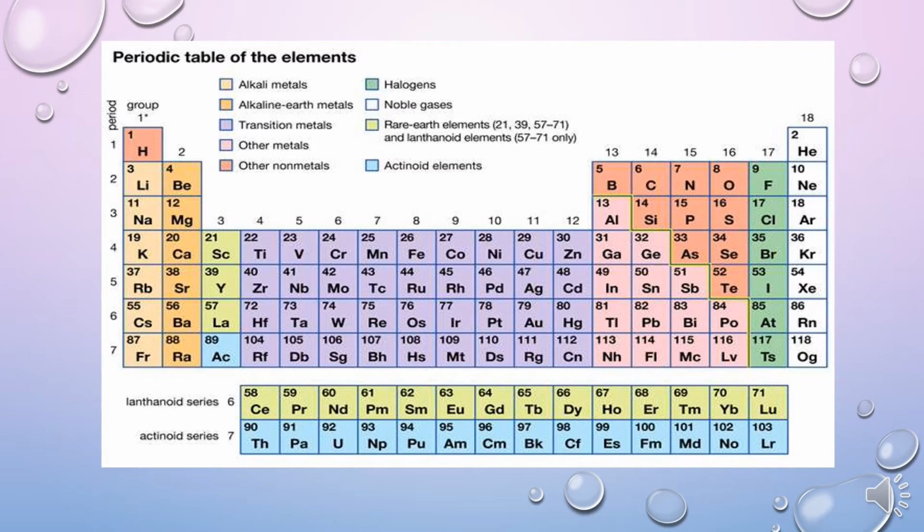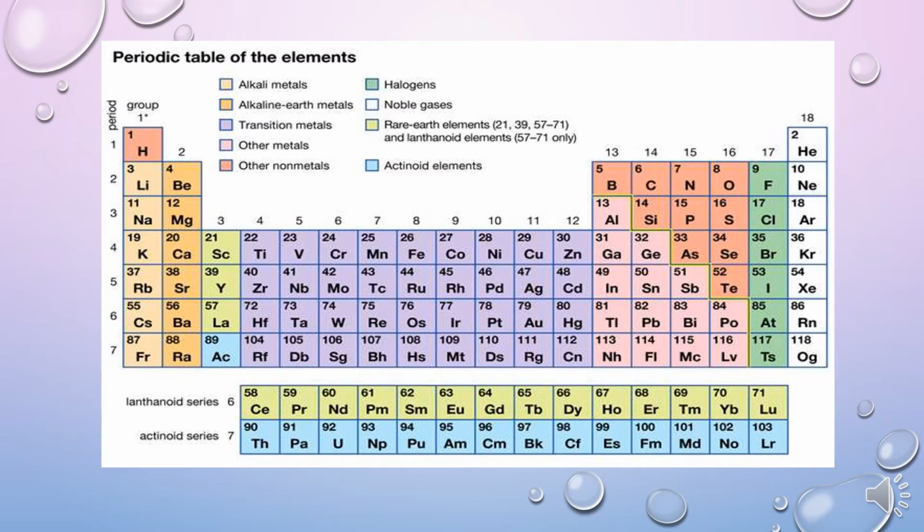First period consists of only 2 elements. Second and third periods consist of 8 elements. Fourth and fifth periods consist of 18 elements. Sixth period has 32 elements, while 7th period also has 32 elements and it is incomplete. Elements of a period show different properties.